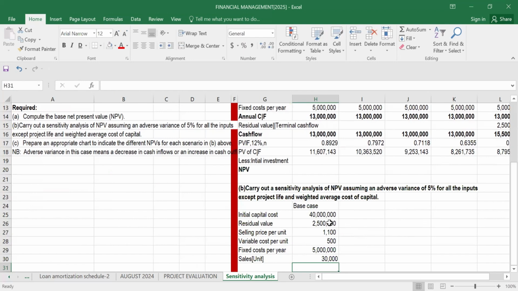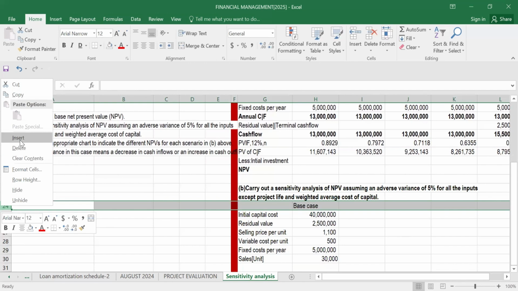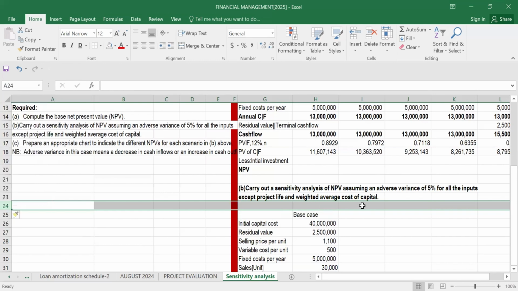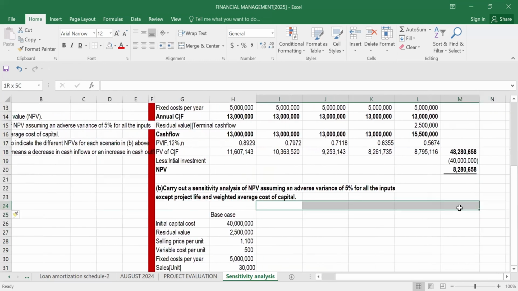And then I need now to have the different scenarios. And actually my scenarios here, we are told to assume adverse variance of all inputs. All inputs will have adverse variance of 5%. So therefore, what I need to do here is basically to have different scenarios. I'll have a number of scenarios here.